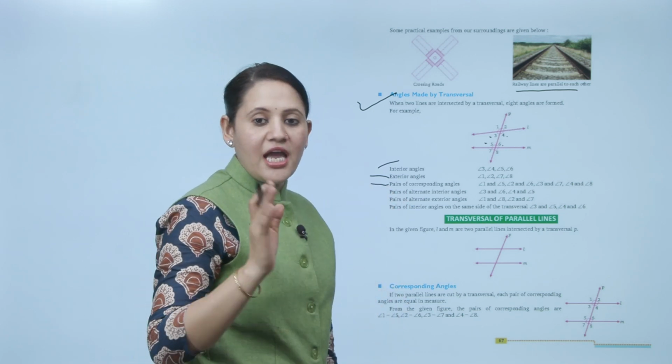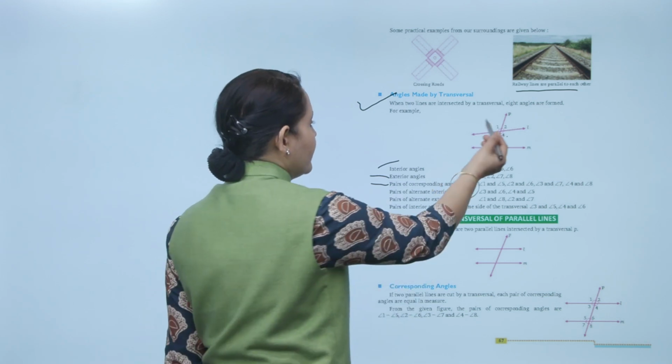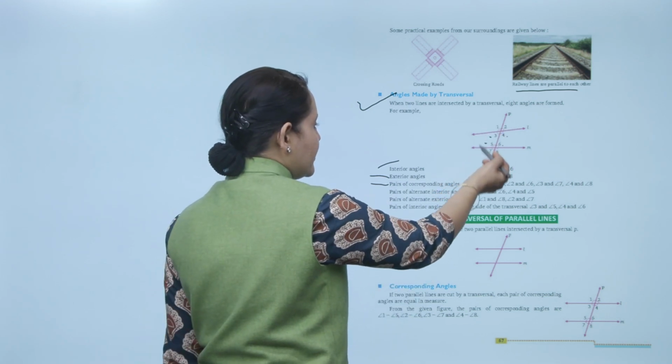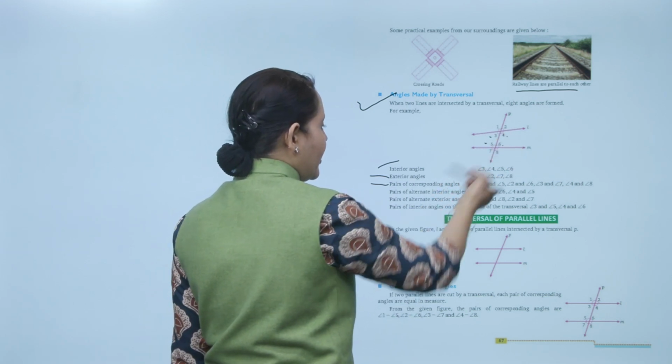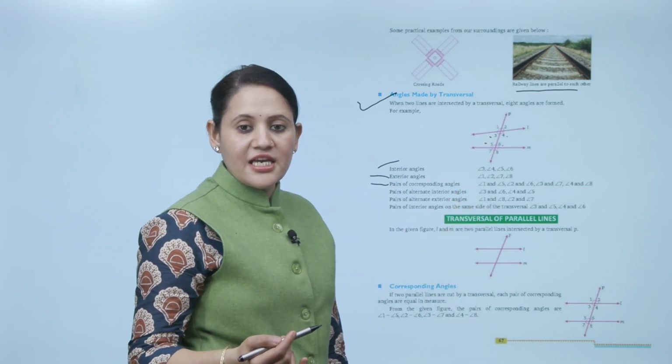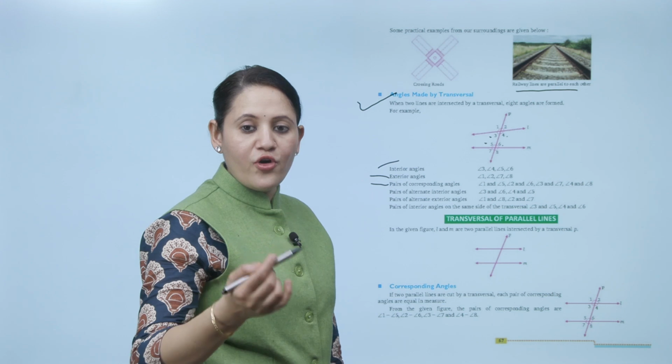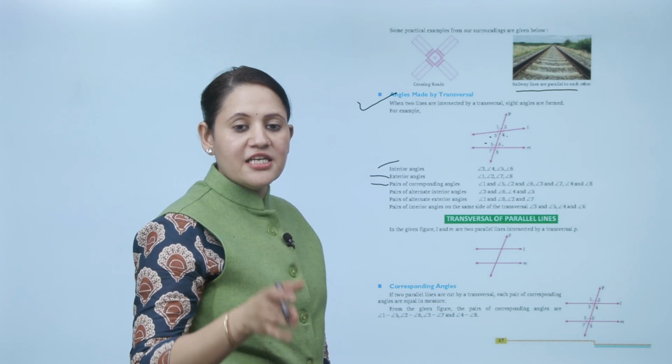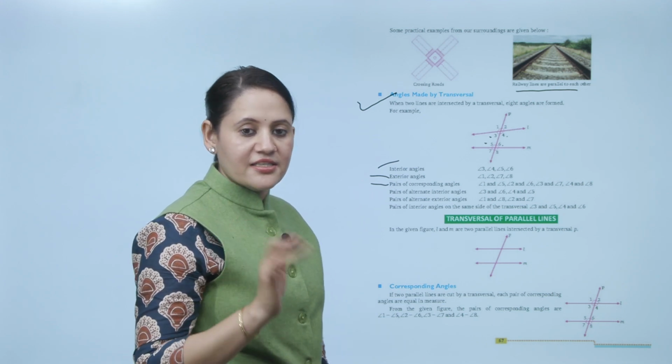Next is pair of corresponding angles. So, angles 1 and 5, because they are formed on the same side. 1 and 5, 2 and 6, 3 and 7, 4 and 8. These are the pairs of corresponding angles.